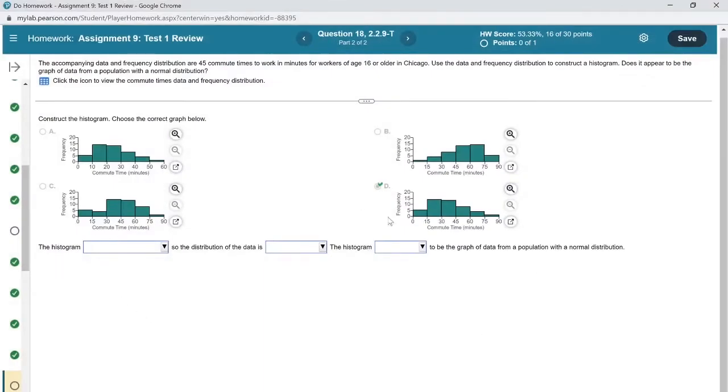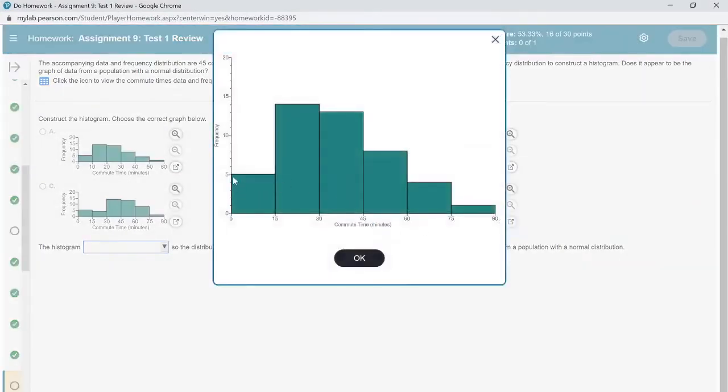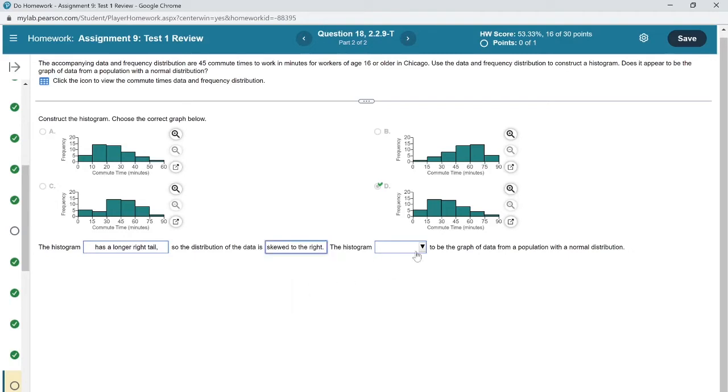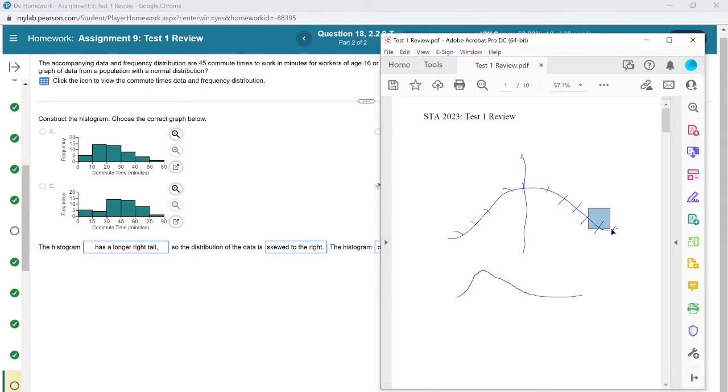Okay. So if you look at this histogram, it's not normally distributed. It goes up and then down, so it's skewed, right? Skewed. So the histogram does not appear symmetric, and has a longer right tail. So the distribution of the data is skewed to the right. The histogram does not appear to be a graph of data from a population with the normal distribution. Normal distribution means the graph should look like this. Okay, for the normal distribution your histogram should look like this, but here it's not the case.